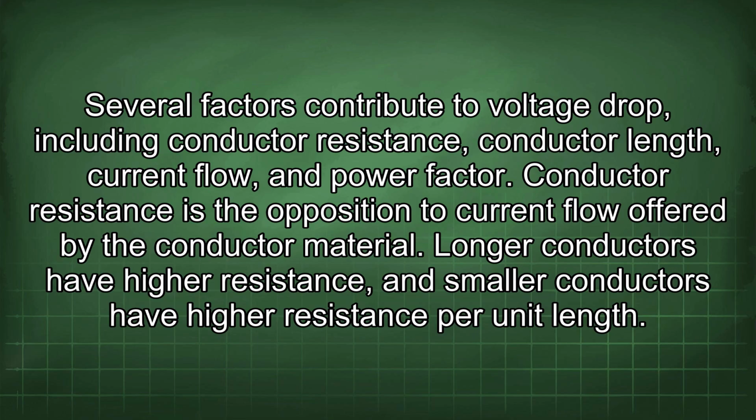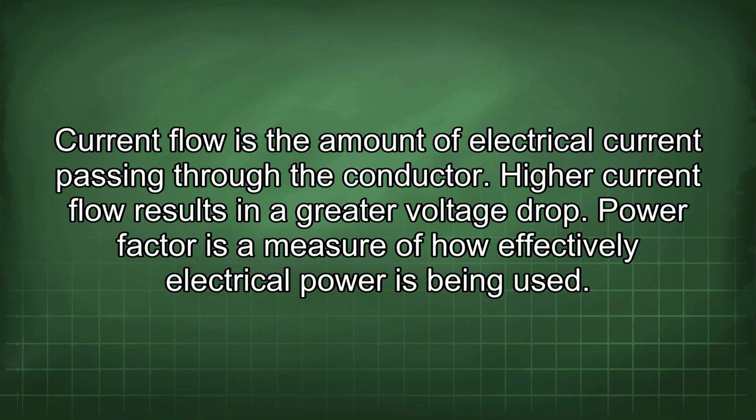Several factors contribute to voltage drop, including conductor resistance, conductor length, current flow, and power factor. Conductor resistance is the opposition to current flow offered by the conductor material. Longer conductors have higher resistance, and smaller conductors have higher resistance per unit length. Current flow is the amount of electrical current passing through the conductor. High current flow results in a greater voltage drop.